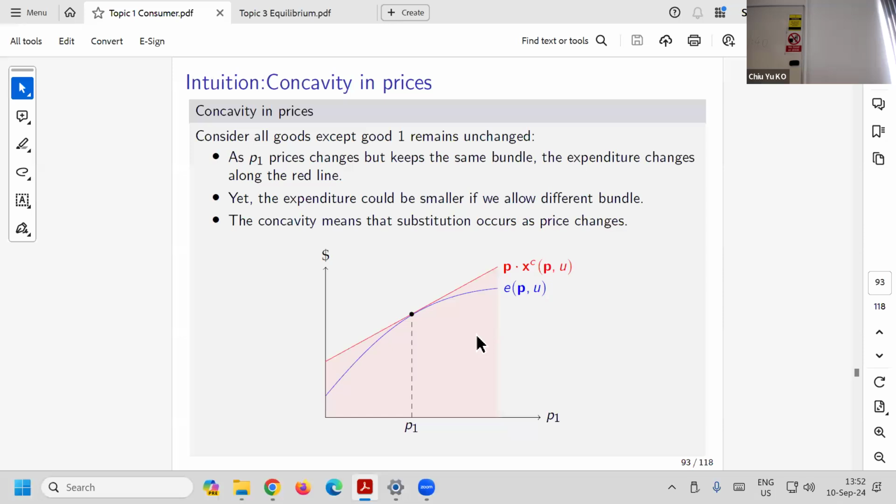And what does that mean? If we want to regress expenditure over the price, the square term must be what? Negative, right? That's what concave means. If you regress expenditure over price and price squared, the coefficient is negative. So that actually tells us something.